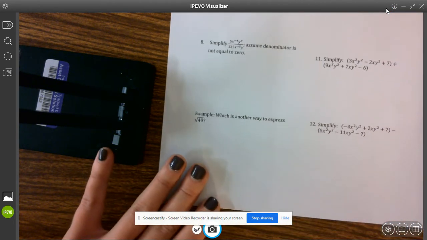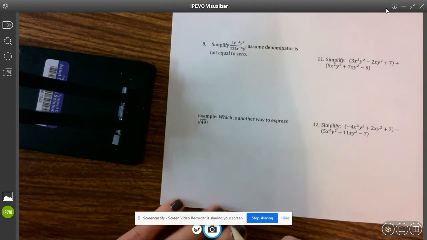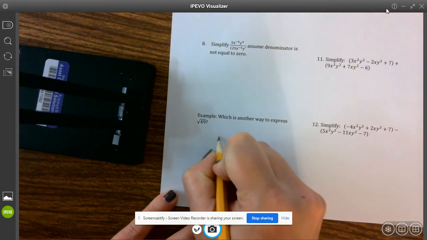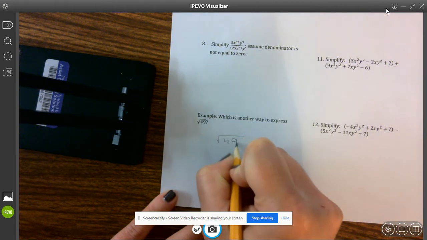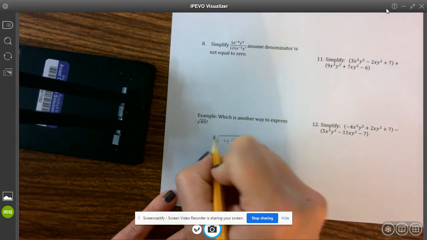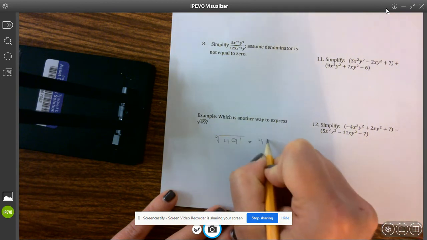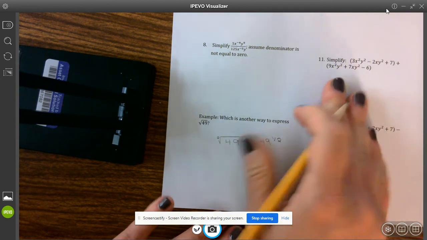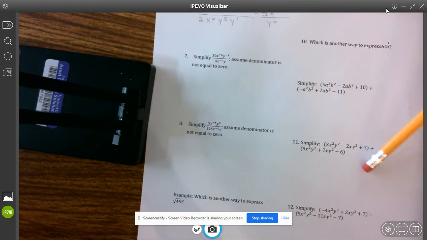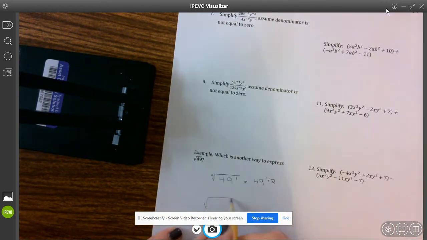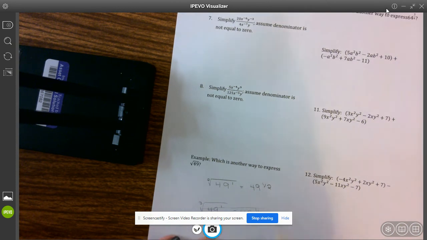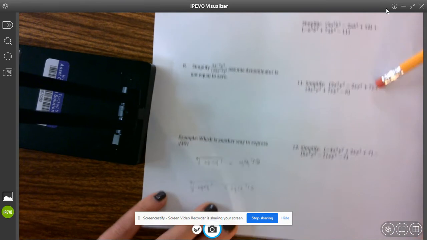Next example, which is another way to express the square root of 49? Technically, that 49 is to the first. And technically, this is a 2 here. We just don't write it. So this is the same thing as 49 to the 1/2. So if there was a 3 here, let's say, then it would be 49 to the 1/3 and vice versa. Okay. All right, so complete 9 and 10.